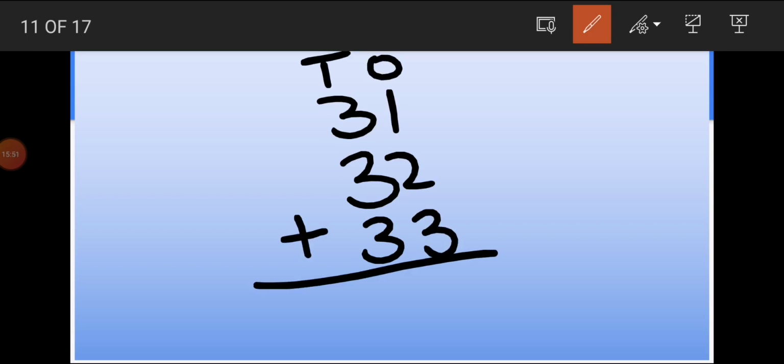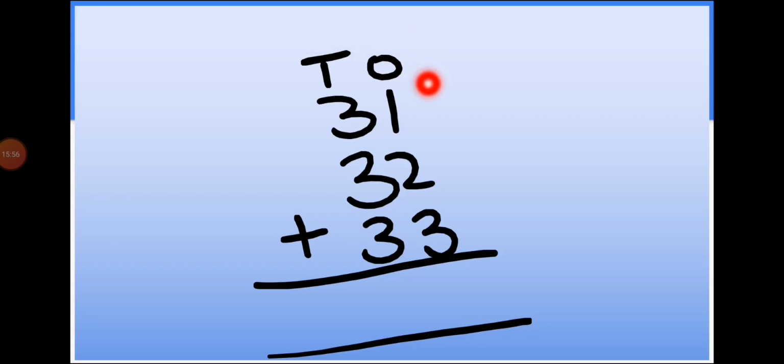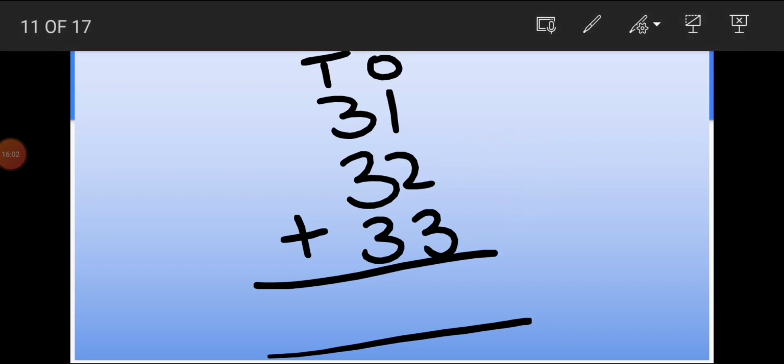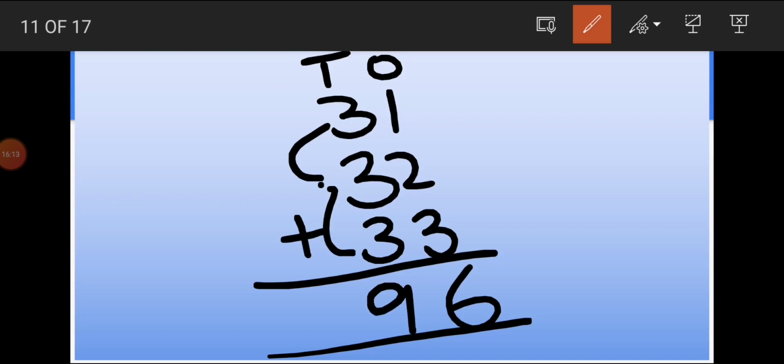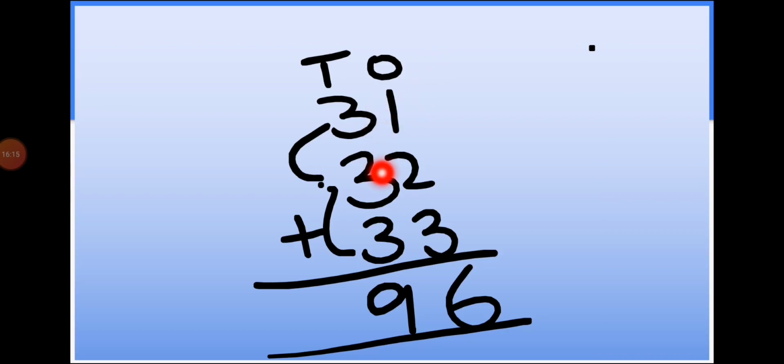Now add them. Step 1 of addition, add the ones. 1 plus 2, 3. 3 plus 3, 3 in your mind. Now count 3 more, 4, 5, 6. The answer is 6. Now add the tens. 3 plus 3, 6. 6 plus 3, 7, 8, 9. The answer is 96. So when we add 3 consecutive numbers, 31, 32 and 33, we get the answer 96.